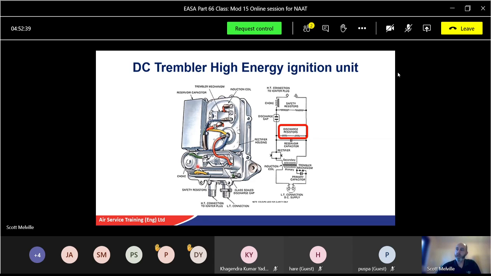If you look at the box itself, we've got an LT connection and an HT connection. Your low tension connection is the power from the aircraft side, usually a thinner cable. And then your HT connection is your high tension. That's the cable that goes to your spark plug, your igniter plug. So that'll be a thicker one, and it's usually braided as well.